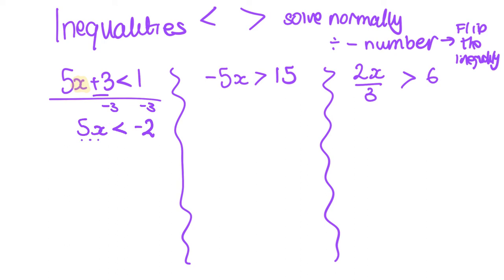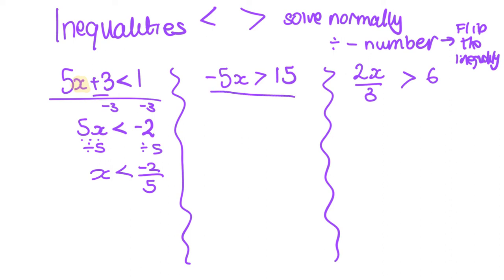5 times x is less than minus 2. Opposite of timesing is dividing. So x is less than minus 2 over 5. So we didn't have to flip the inequality here because we didn't divide by any negative numbers.